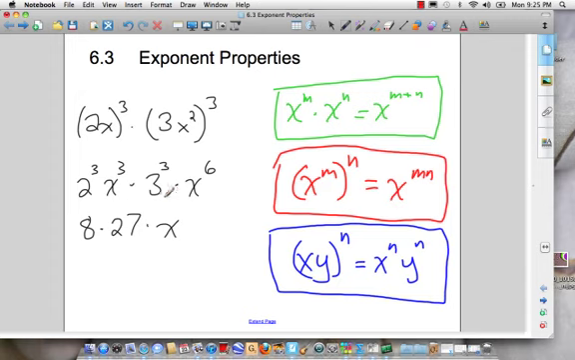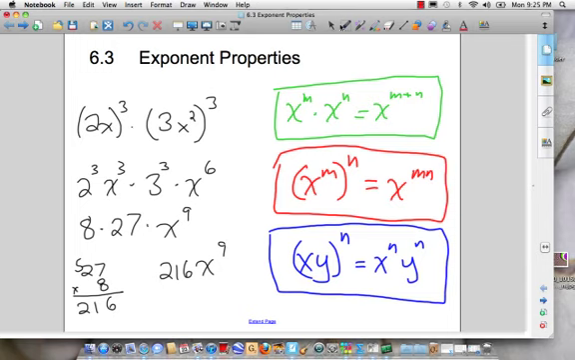I'm now going to use the rule in green. 3 x's, 6 more x's. There we have 9. And the final step on this one would be to multiply 27 by 8. So 8 times 7 is 56. 16 plus 5 is 21. So the simplified answer here would be 216x to the 9th.